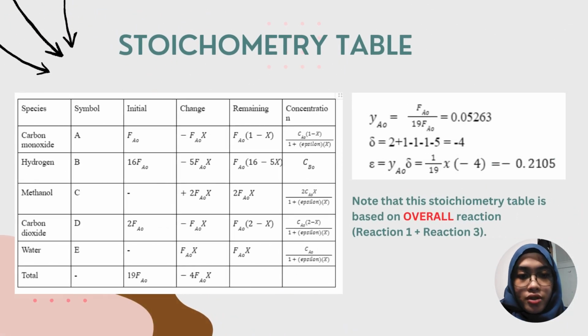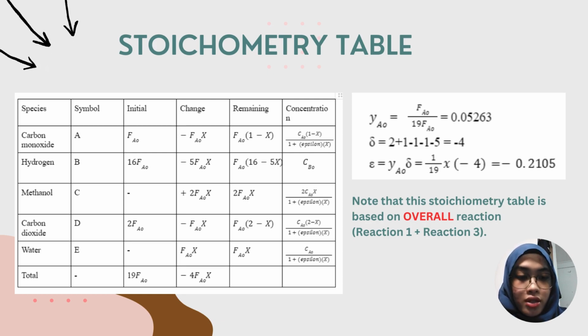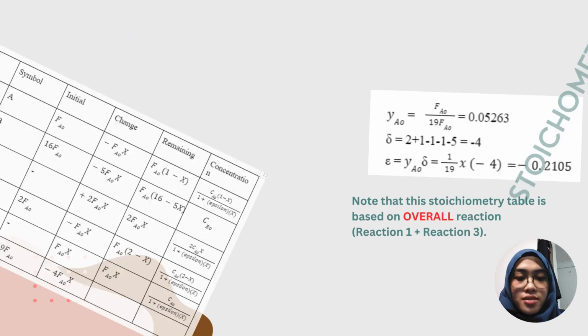This is the stoichiometric table, and we found our yn naught equals Fn naught over total Fn naught, which is 19. Therefore, we can find our yn naught equals 0.05263. And the total from the overall reaction is negative 4, and our epsilon is equal to negative 0.2105. Hence, we can input this value into the concentration. Note that this stoichiometry table is based on our overall reaction, which is reaction 1 plus reaction number 3.